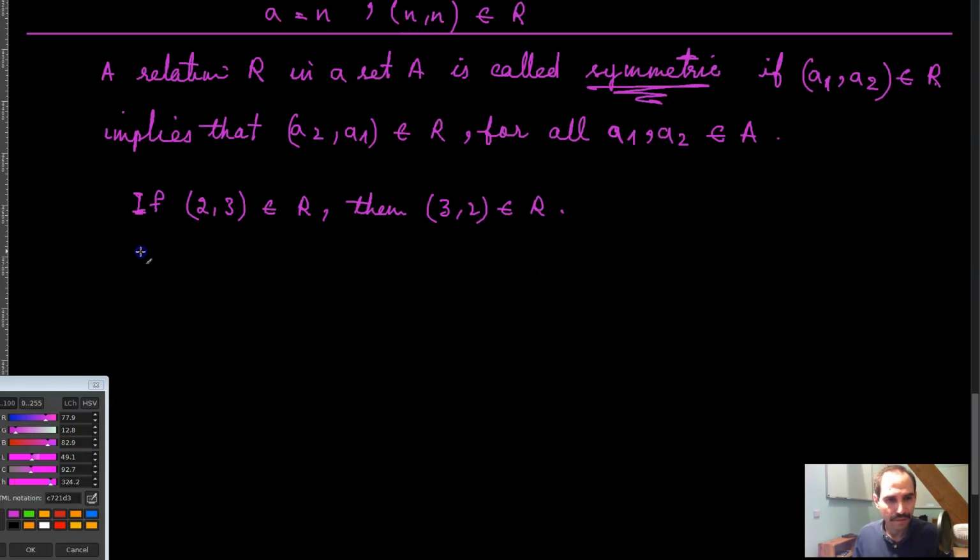Or for example, if 3 comma 5 belongs to R, then 5, 3 also belongs to R, and so on and so forth. And to say it in general, you can say that if A1, A2 belongs to R, that implies that A2, A1 belongs to R for all A1, A2 belonging to R, right? So that is called symmetric. Then that relation R is called symmetric.